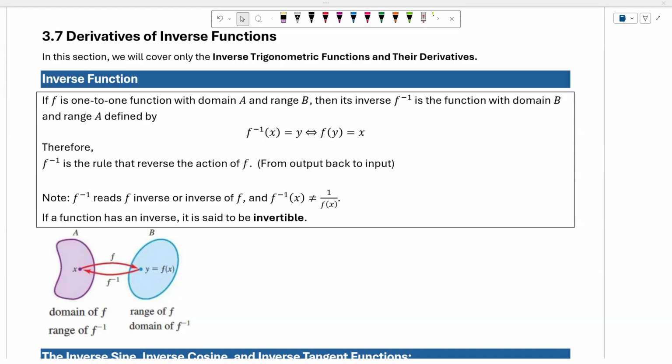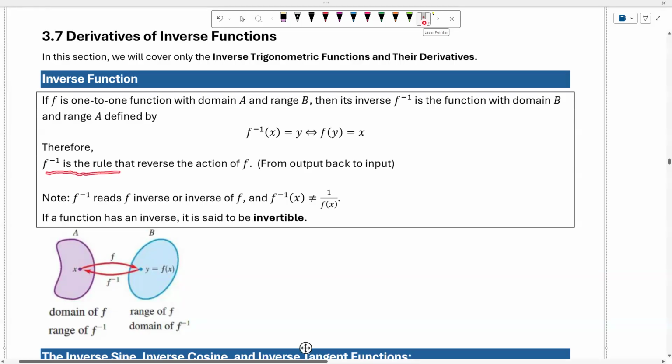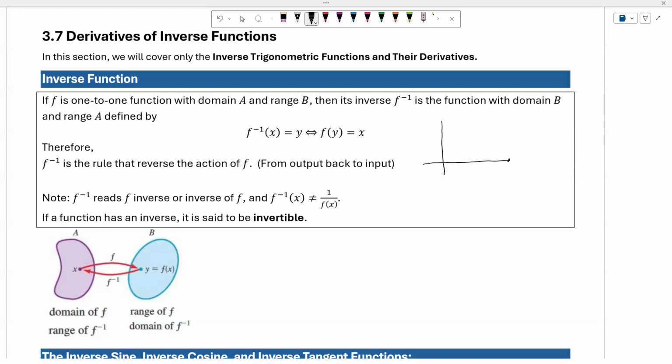Therefore, f inverse is a rule that reverses the action of f, from output back to the input. So here is the idea to understand a little more about inverse functions. For example, if we have a function where the input is 3 and the output is 5, and this is the f function, then we write f of 3 equals 5.